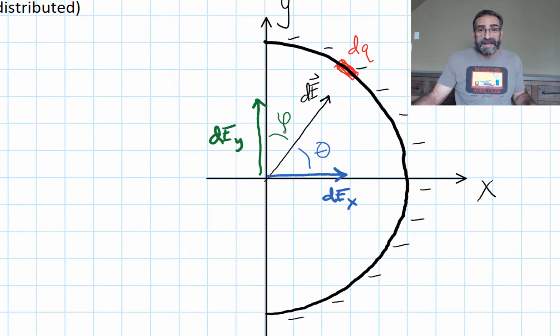Either way, it doesn't matter. We should all get the same answer in the end, because our limits of integration will be different depending on which angle we choose. In fact, why don't we do it both ways, using both angles? First, let's use theta, the angle between dE and the x-axis.